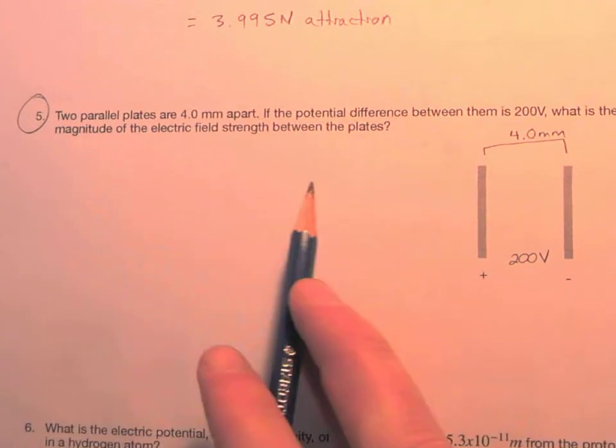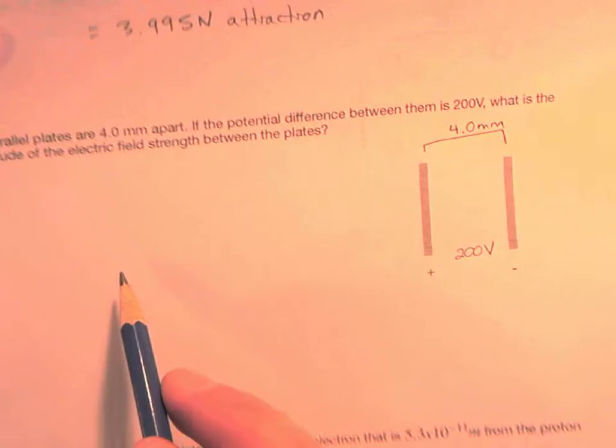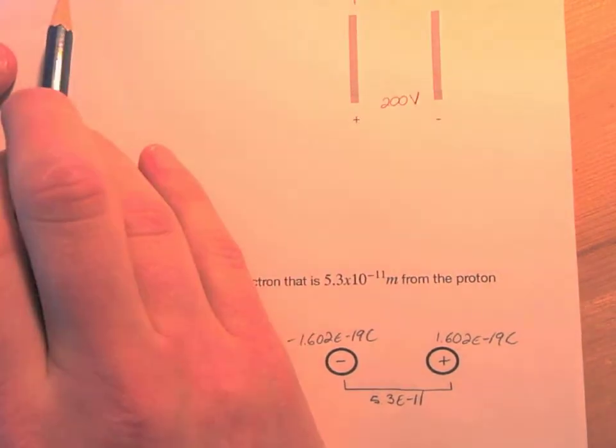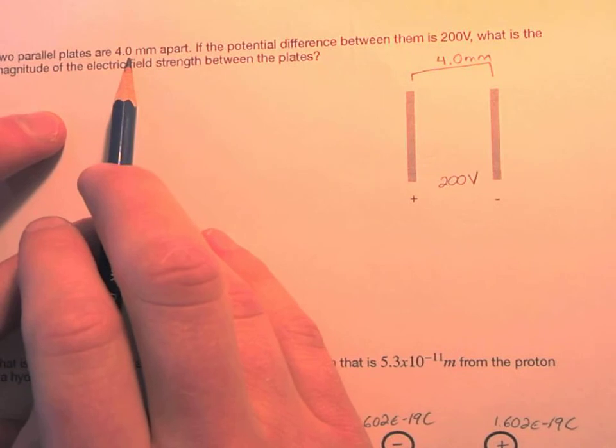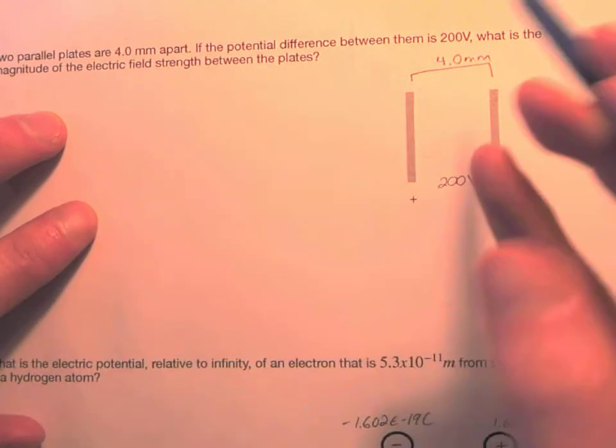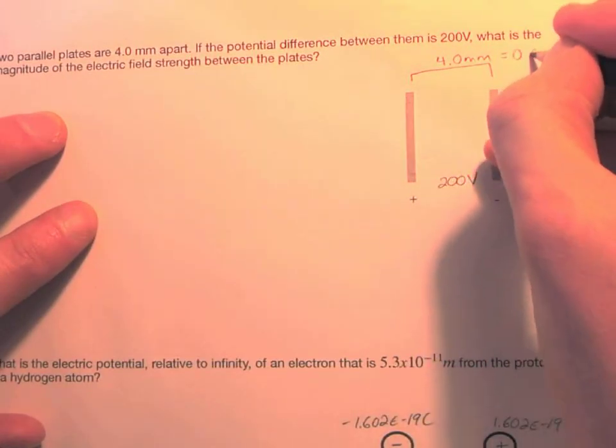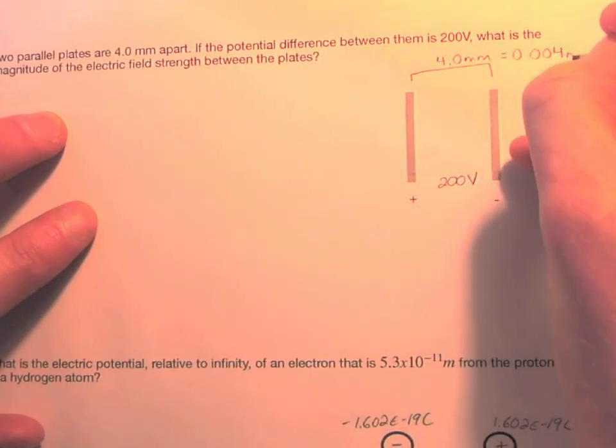All right, question 5. Two parallel plates are 4 millimeters apart. You gotta be careful, 4 millimeters, not centimeters or not meters, which is going to be 0.004 meters.